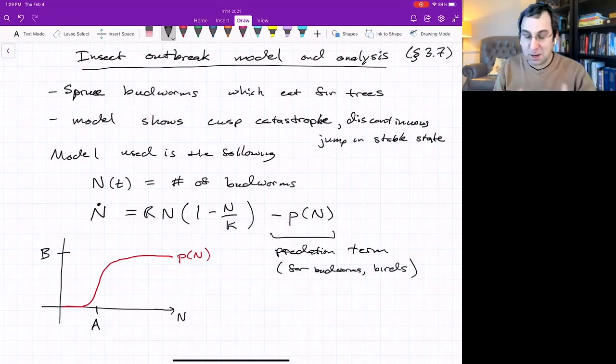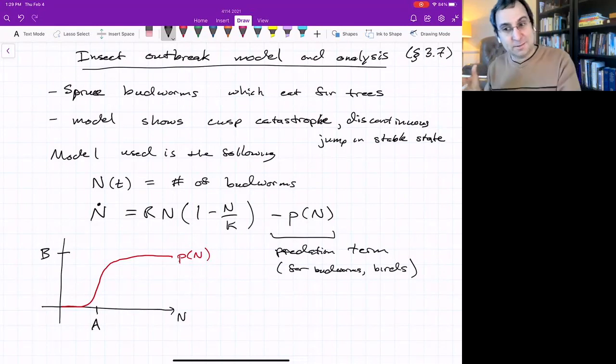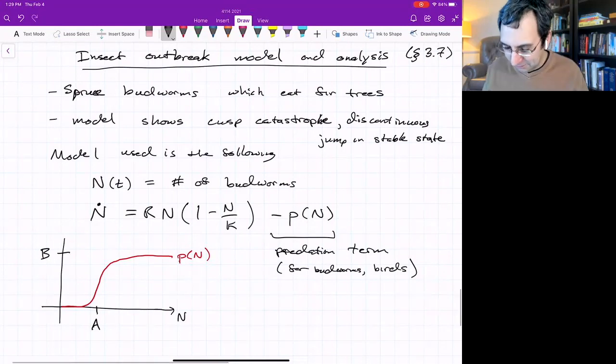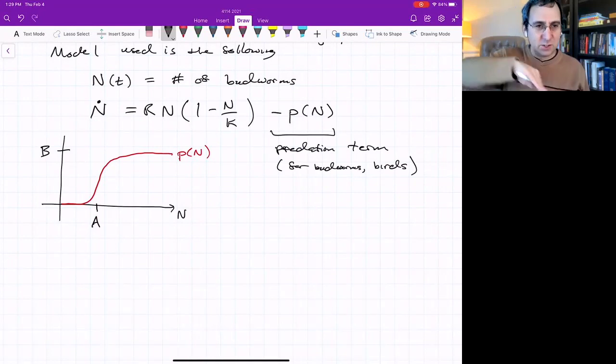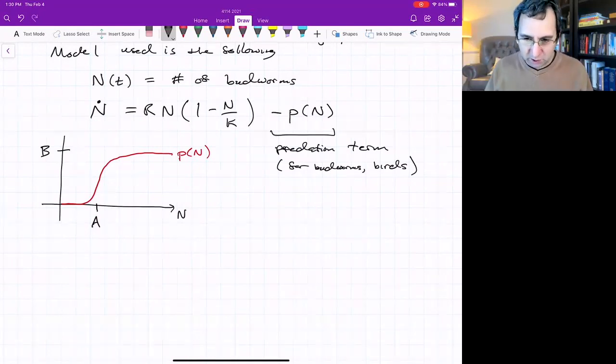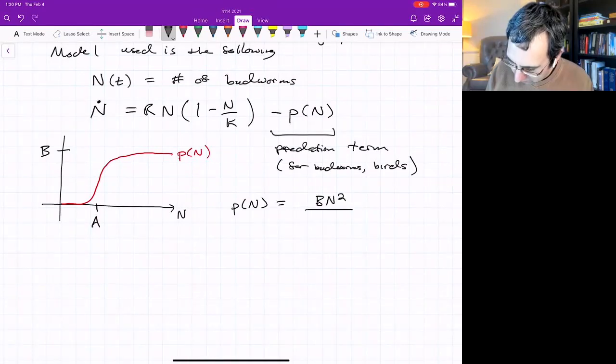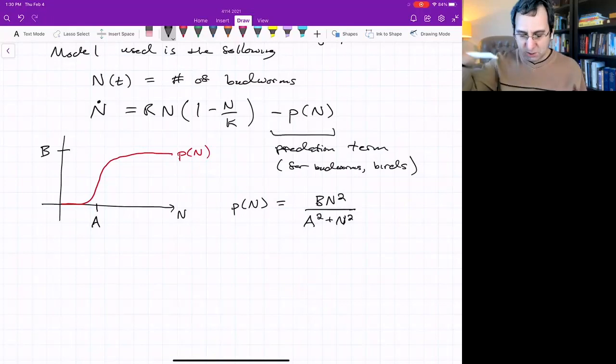Unless you have some coupled model of the prey, in this case the budworm, and the predator, a predator-prey model, but that's a two-dimensional model, and we'll get to that later. For now, let's just think of this. To qualitatively get this shape of curve, we can use the following: B N squared over A squared plus N squared. This has the desired shape. It'll asymptote to B in the large N limit. It goes to 0 in the low N limit.